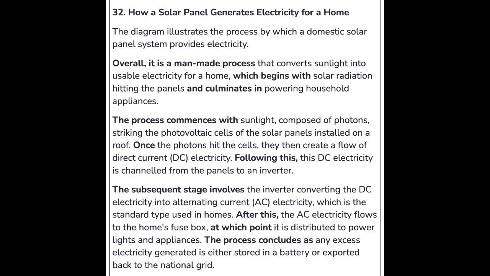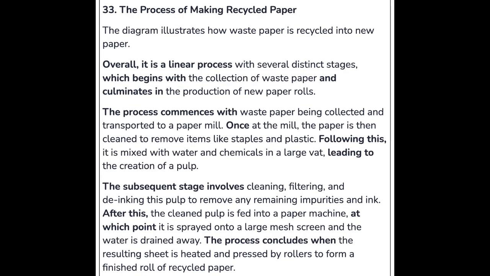used in homes. After this, the AC electricity flows to the home's fuse box, at which point it is distributed to power lights and appliances. The process concludes as any excess electricity generated is either stored in a battery or exported back to the national grid. 33. The process of making recycled paper.